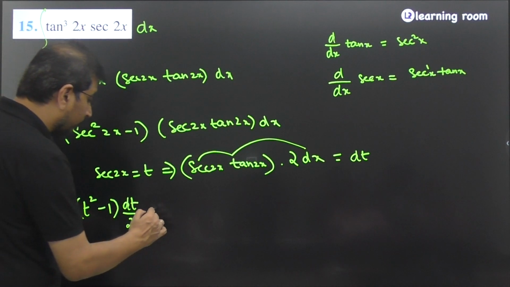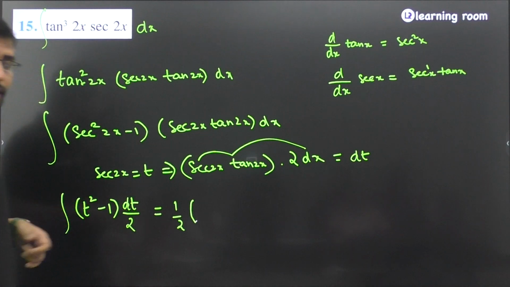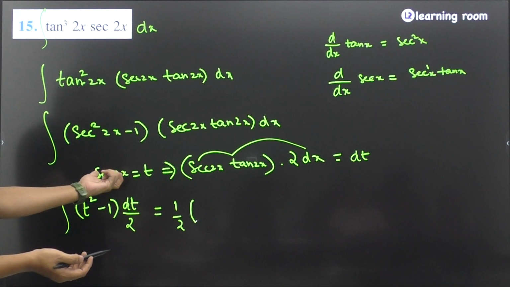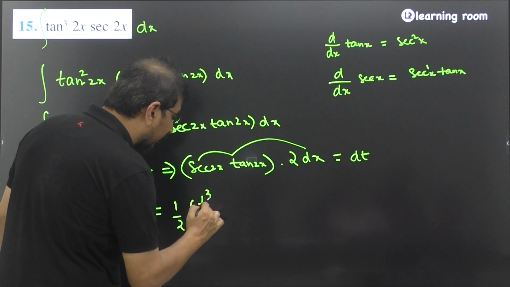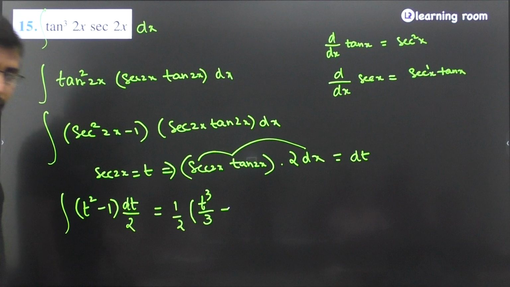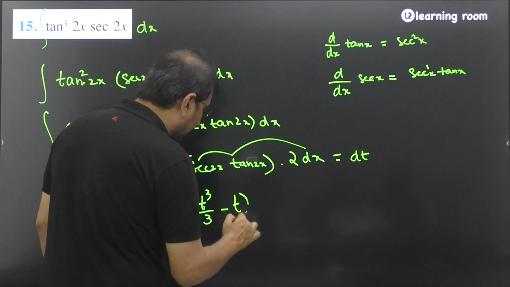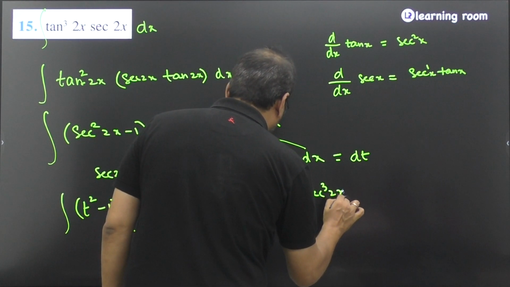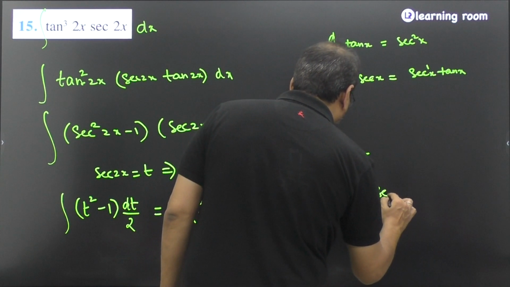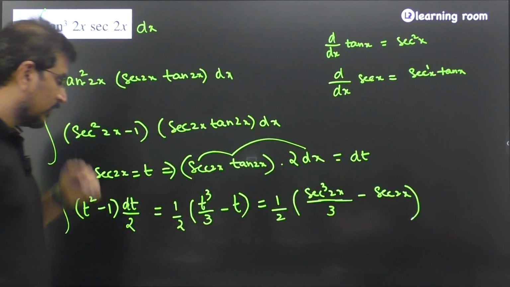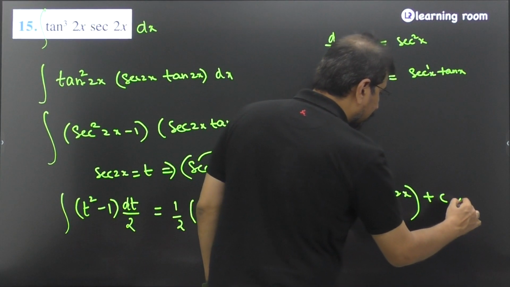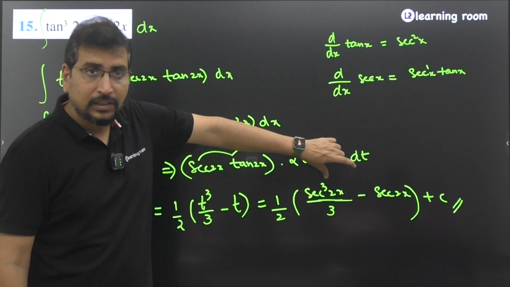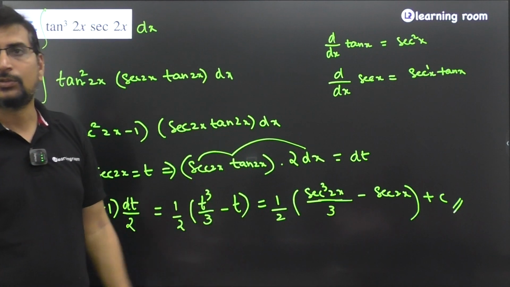So 1 by 2, I will take it out. 1 by 2 into, what is the integral of t square? It is t cube by 3. But what is t in the first place? Secant 2x. So I'll write this step. T cube by 3 minus, what is the integral of 1? T. So this can be written as half into secant cube 2x divided by 3 minus secant 2x, plus c. So the answer should be secant cube 2x divided by 6 minus secant 2x divided by 2 plus c, or you can write it like this also.